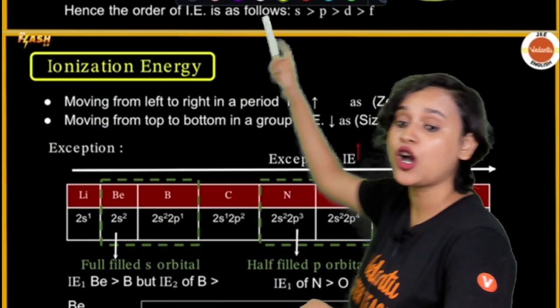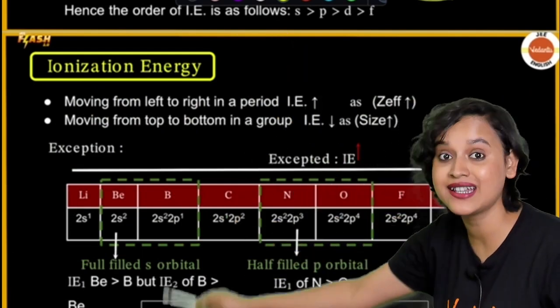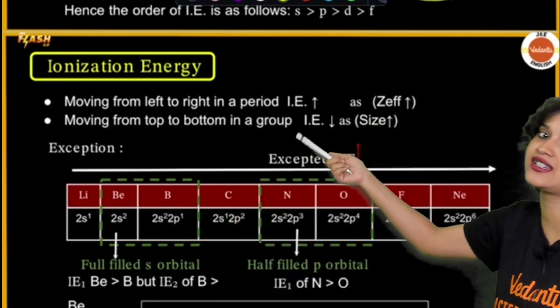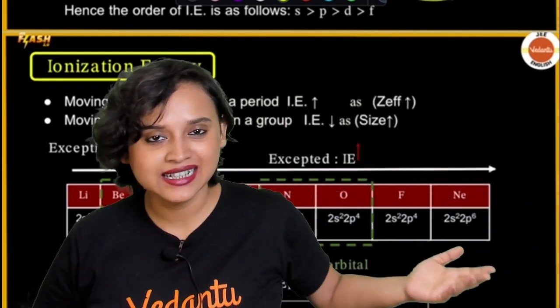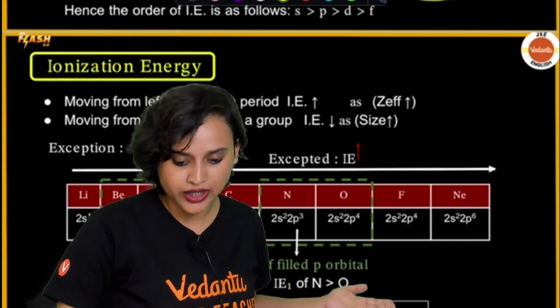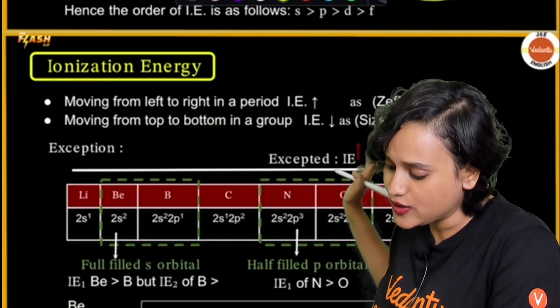And if you move from top to bottom, then what is happening? Atomic size is increasing. If it is increasing, then ionization enthalpy will decrease. That's it, everybody. Are we clear with this?